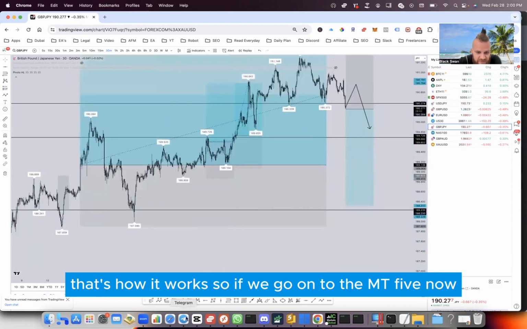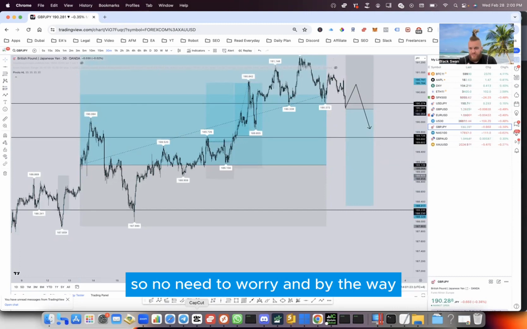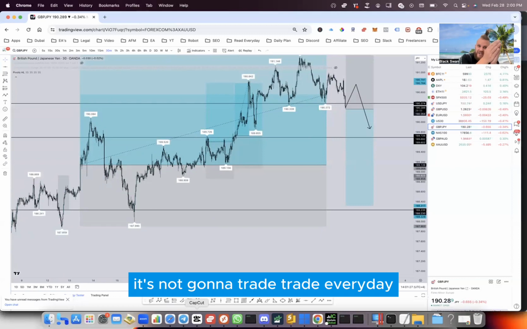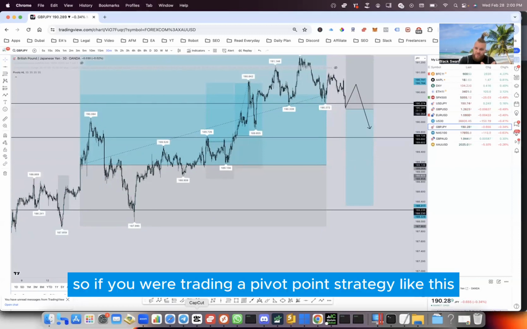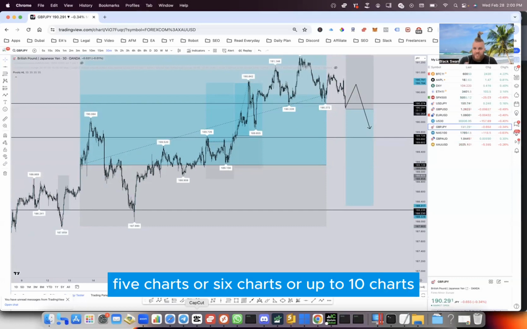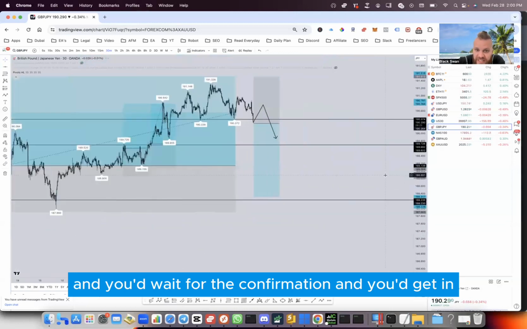So if we go on to the MT5 now, you've got all the settings and instructions for this, so there's no need to worry. And by the way, because this is higher time frame confirmations, it's not going to trade every day. If you were trading a pivot point strategy like this, you'd mark up 5 charts or 6 charts or up to 10 charts, and you'd wait for the confirmation and you'd get in.